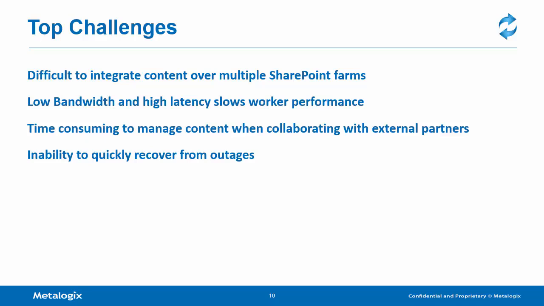Also, a lot of the major Replicator customers have the challenge of sharing information over low bandwidth and high latency networks. This even makes collaborating over email hard. Also, it's time consuming to manage content when collaborating with external partners. So email's just not working because they could lose track of what is the latest version, and maybe it's a contract, and what happens if that value in the contract's the wrong one.